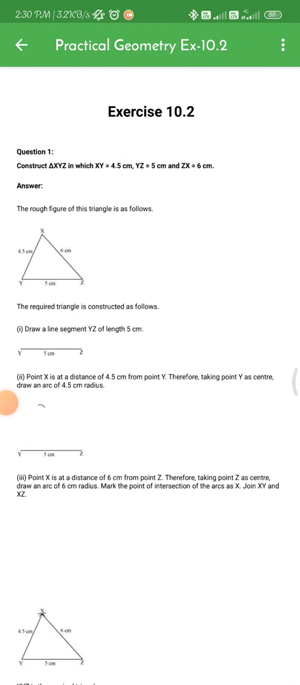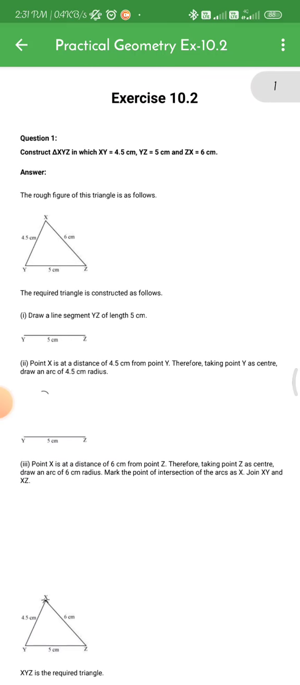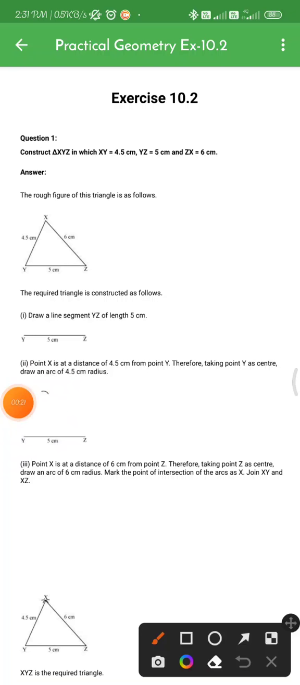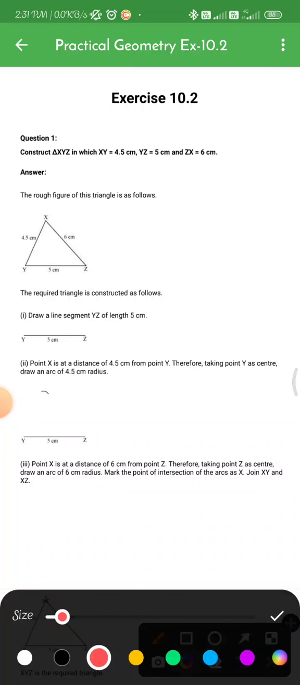We are in chapter number 10, practical geometry, and today we will deal with exercise 10.2. In this exercise we have to construct a triangle when all three sides are given. Here is the first condition, which is all three sides of the triangle are given, and we have to construct a triangle. So let us start construction here.